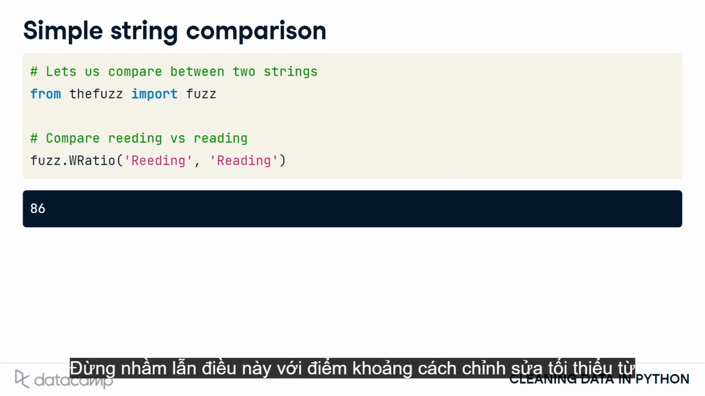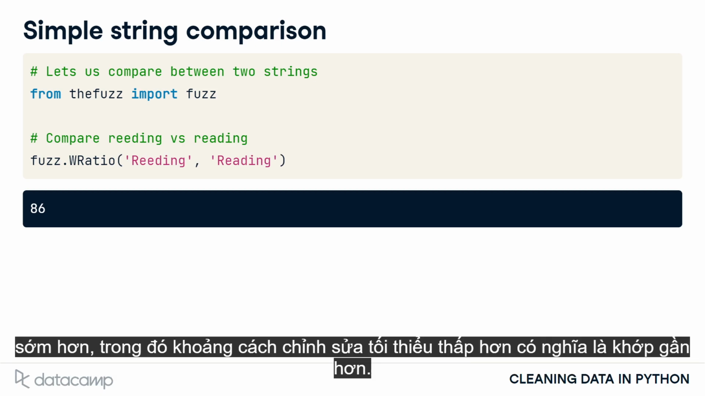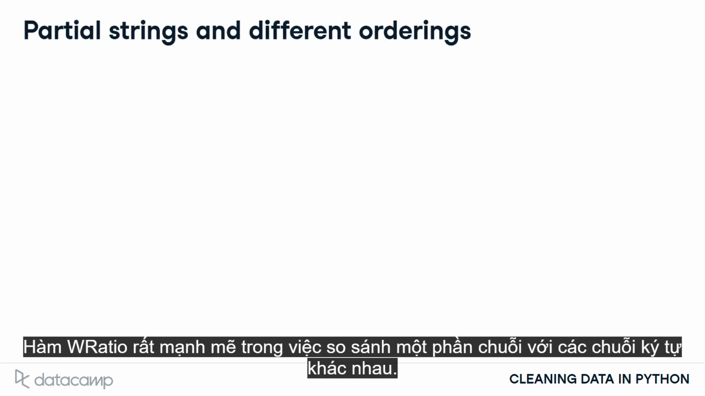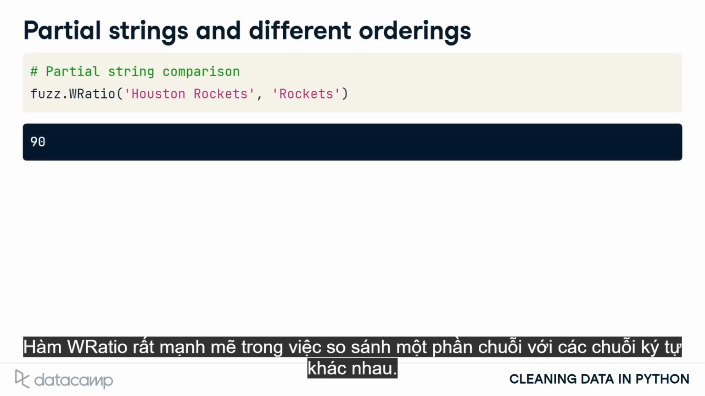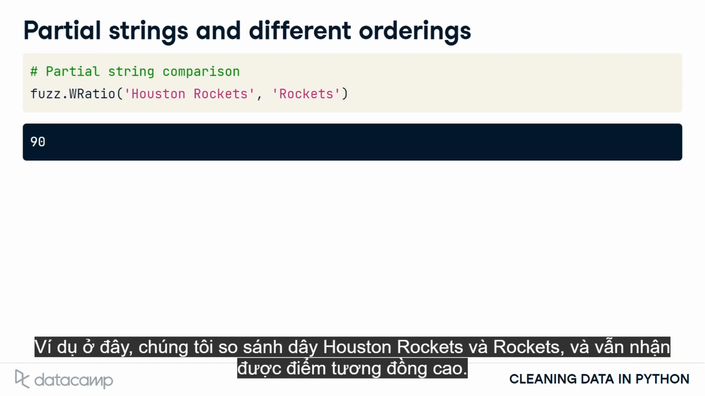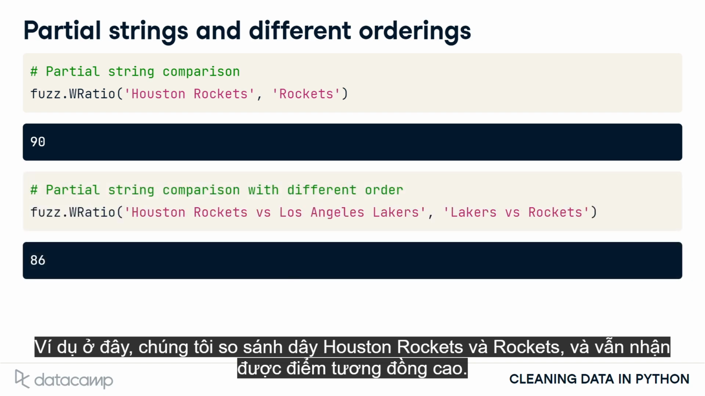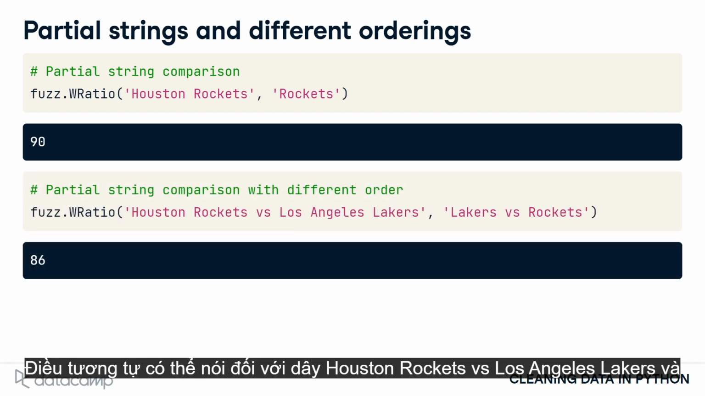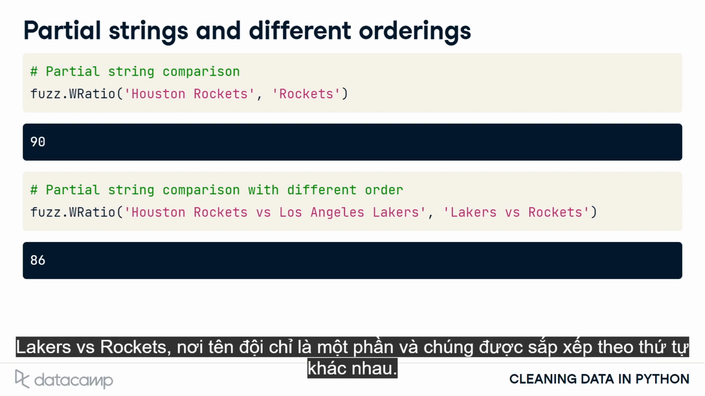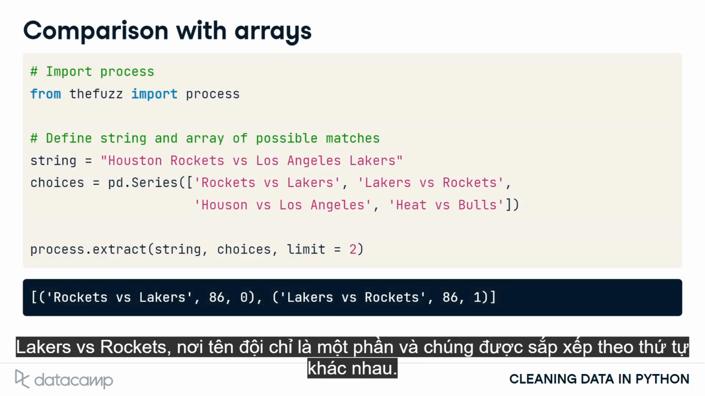Do not confuse this with the minimum edit distance score from earlier, where a lower minimum edit distance means a closer match. The W ratio function is highly robust against partial string comparison with different orderings. For example, here we compare the strings Houston Rockets and Rockets and still receive a high similarity score. The same can be said for the strings Houston Rockets versus Los Angeles Lakers and Lakers versus Rockets, where the team names are only partial and they are differently ordered.